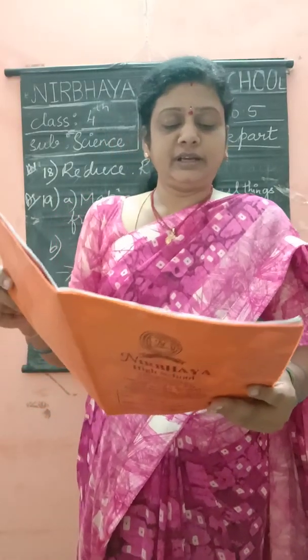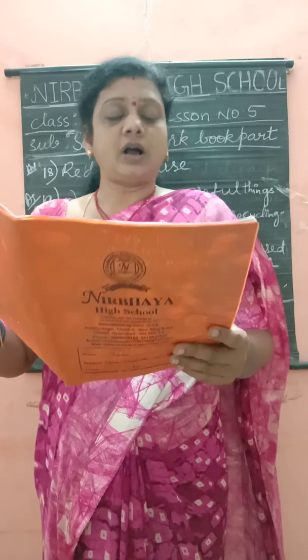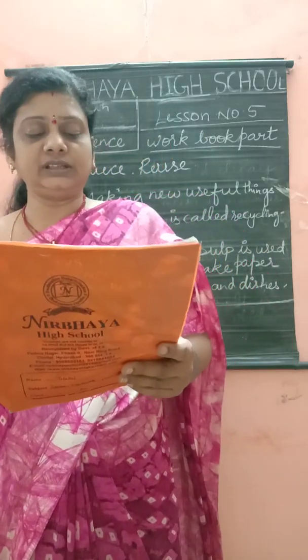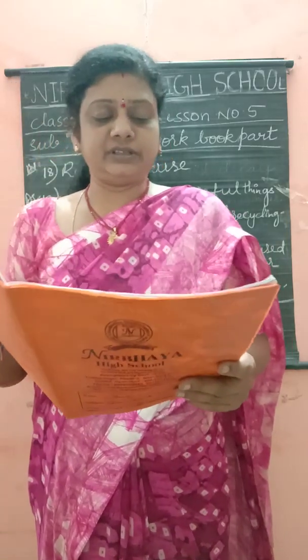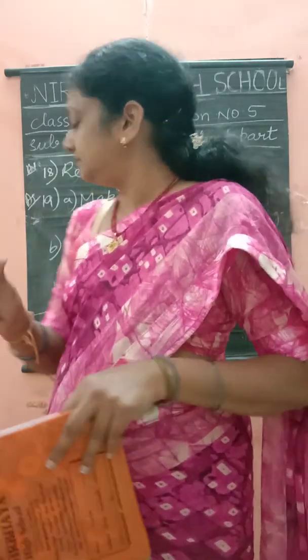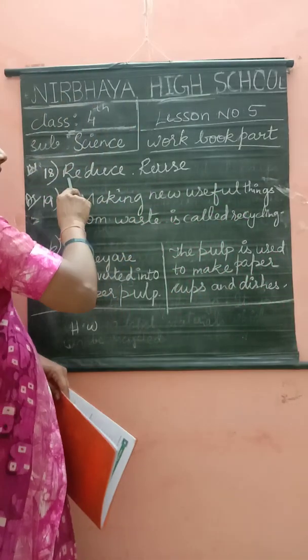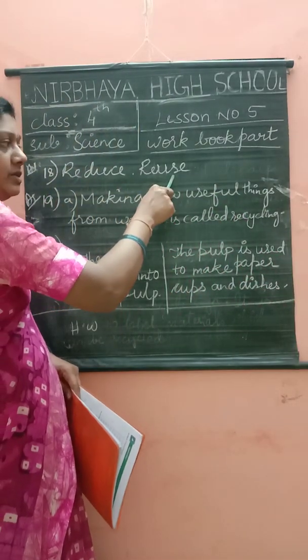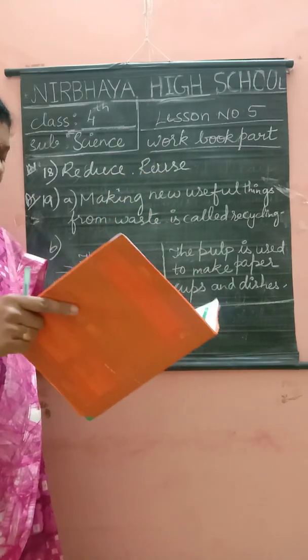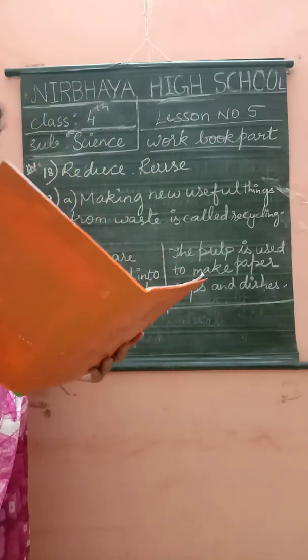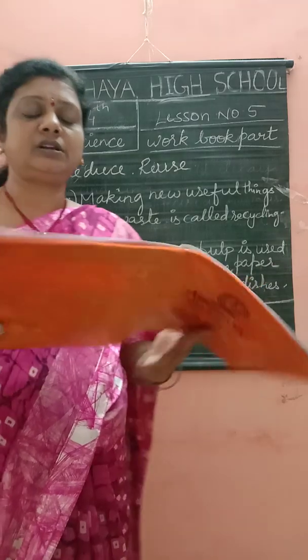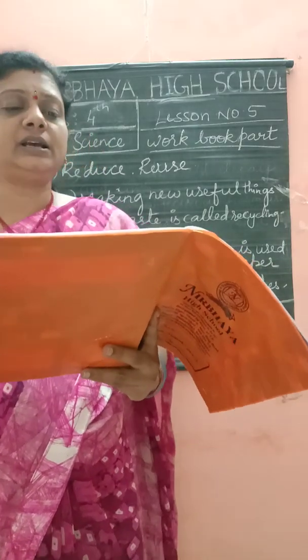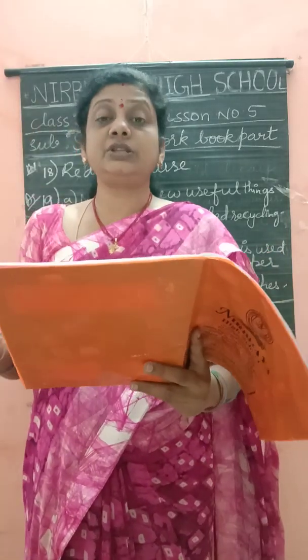Eighteenth one, children, name any 2 R's of the 3R method. The answer, children, is reduce or reuse. Any 2 you have to write. And the next one, children, the long answer, page number 23. Long answer question, 19th one.